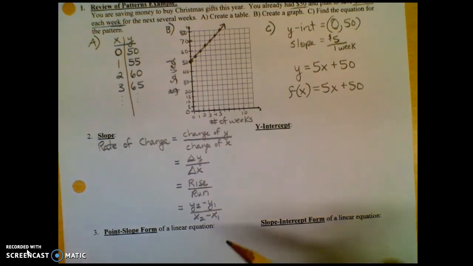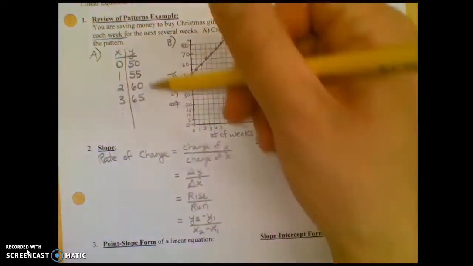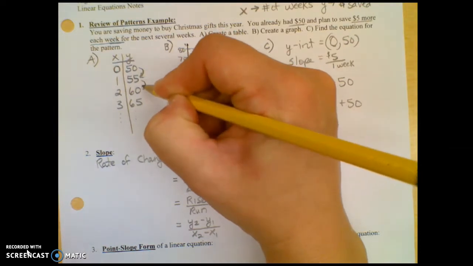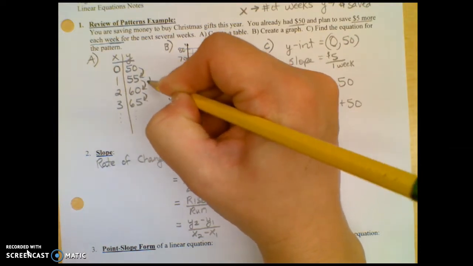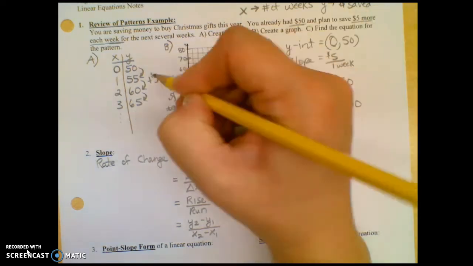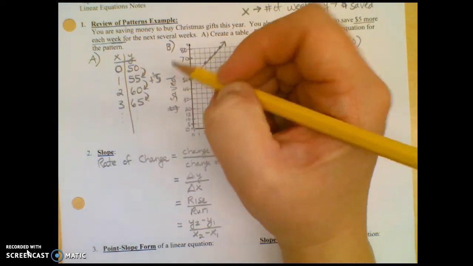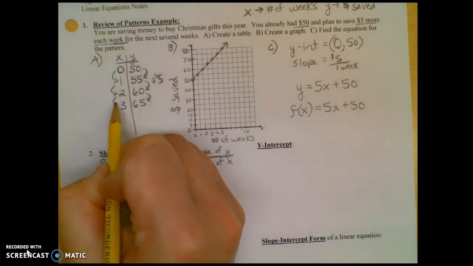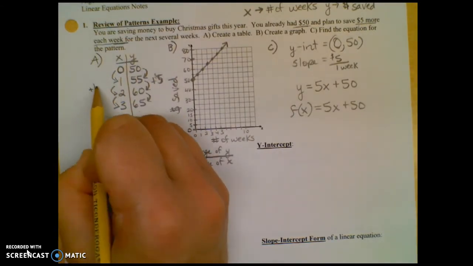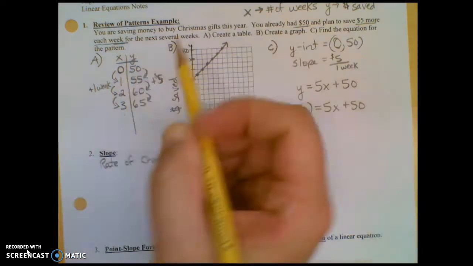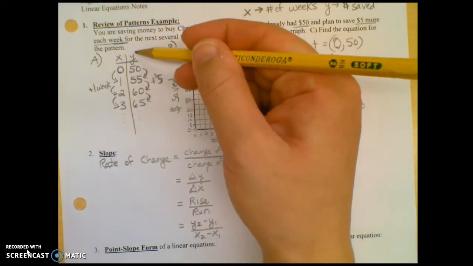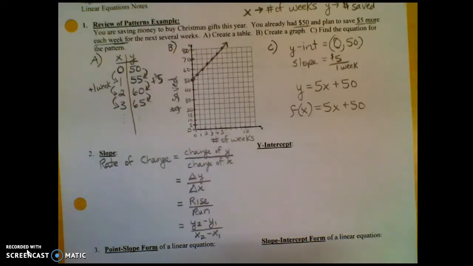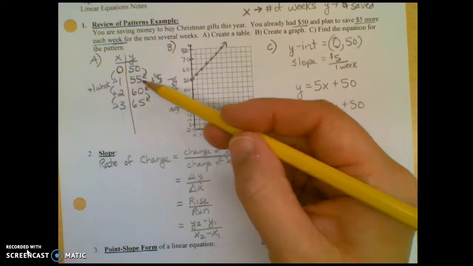You can also see your slope pattern in a table form. So over on the right side of this table, you can see what's happening. There's an increase of $5. And on the left side of the table, there's an increase of 1 week. This is the change of the y-axis, and this is the change along the x-axis. So again, we would put them on top of each other, 5 over 1.